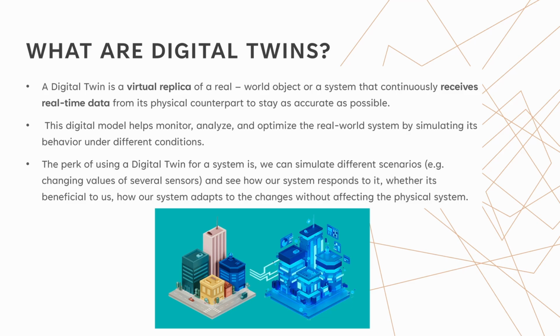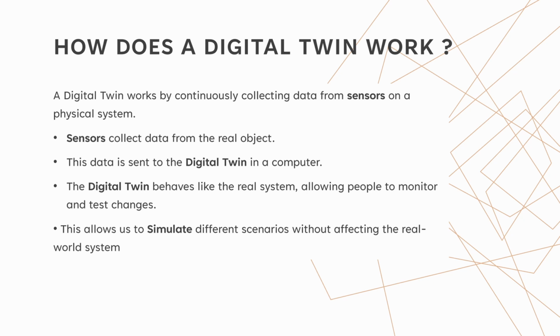So, what are digital twins? A digital twin is essentially a virtual copy of a physical system, which receives real time data from sensors from the physical part and updates itself accordingly. It allows us to simulate various conditions and observe the system's response without any risk to the actual physical infrastructure. So, as defined here, this digital twin helps us to monitor, analyze, and optimize the real world system by simulating its behavior under different conditions.